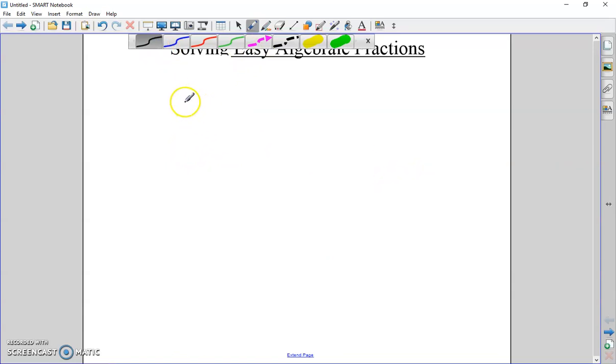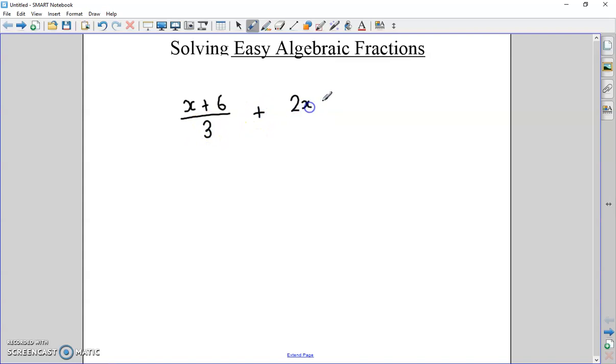Okay, here we go. So if we had, look, x plus 6 over 3, add 2x plus 1 over 2. If I want to do anything with those two fractions, they also need to have the same denominator. So exactly like we just did. Don't be put off by the algebra on the top for the minute. Lowest common multiple of 3 and 2 is 6.